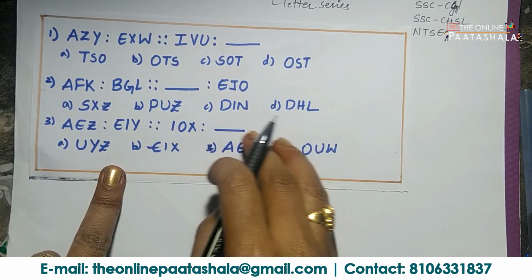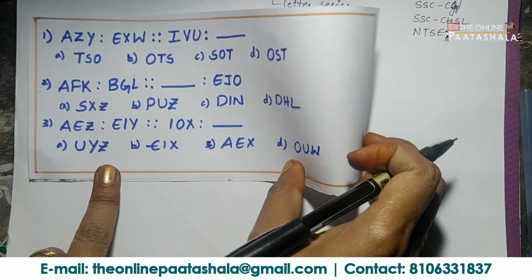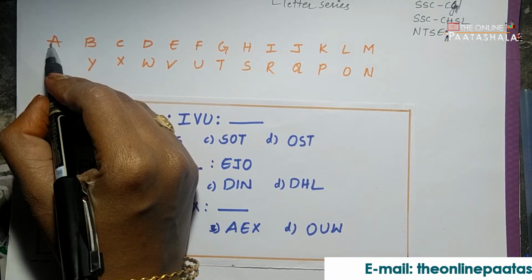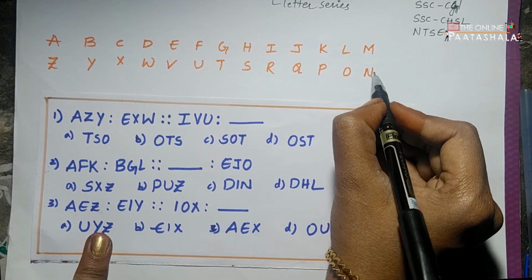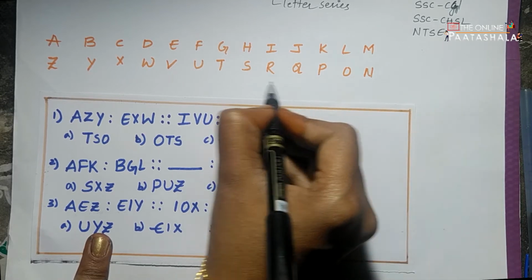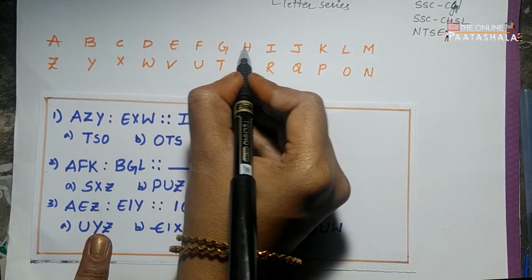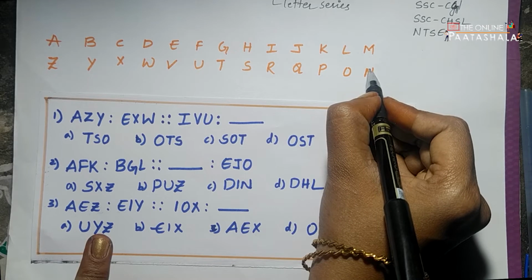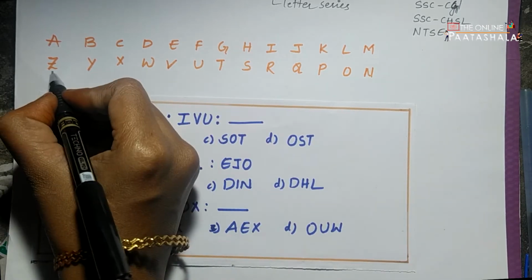To solve all these questions, the first and foremost thing you need to do is write all the alphabets in order, from A to M, and after that write N below M in the same order: A, B, C, D, E, F, G, H, I, J, K, L, M, and again N will start from below the M. You need to write it here.